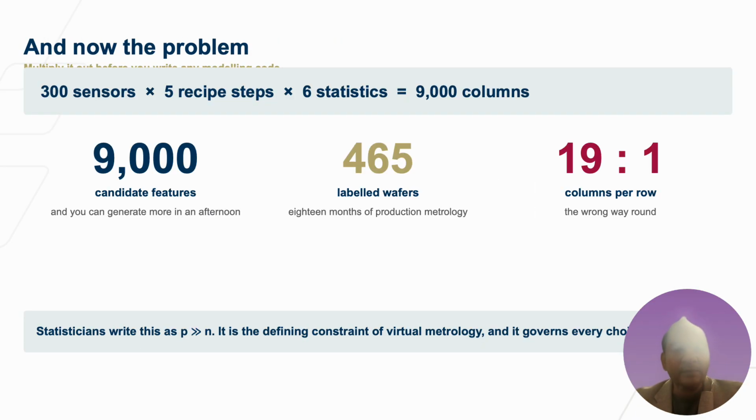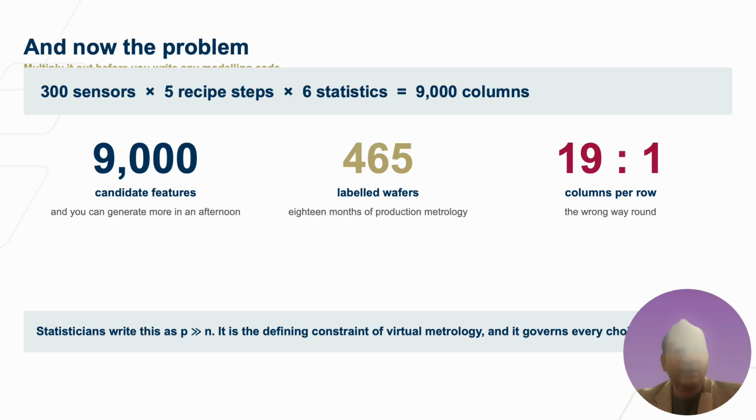And now the problem this whole field is organizing around. Multiply it out before you write any modeling code. 300 sensors, 5 recipe steps, 6 statistics per window, 9,000 columns. How many labeled wafers do you have in your dataset? 465, which sounds small until you realize it represents about 18 months of production metrology at a realistic sampling rate. You cannot simply go and get more. You would have to wait.